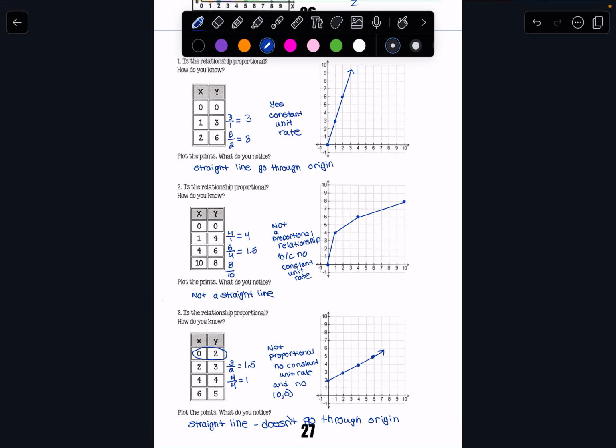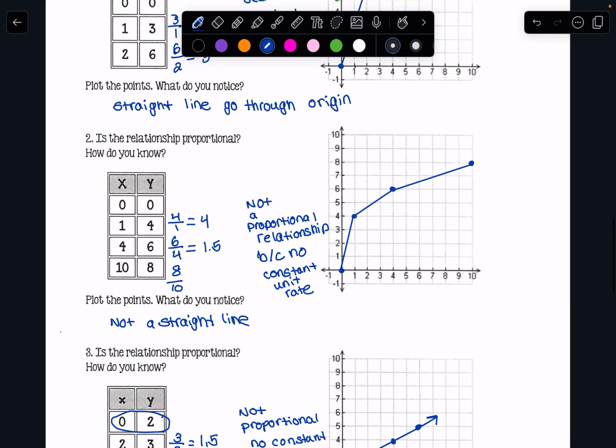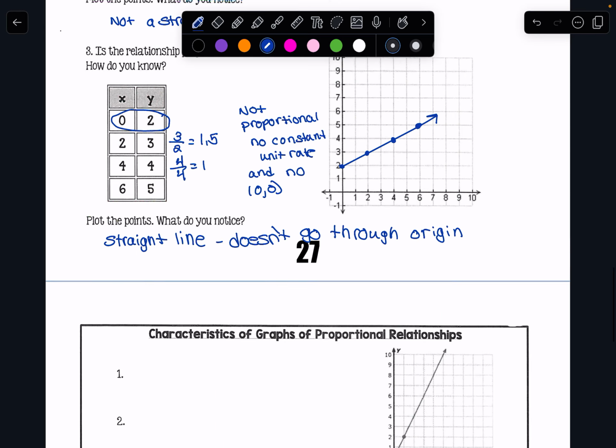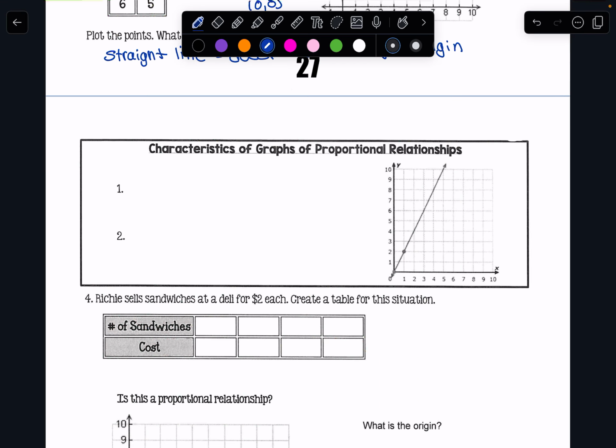So now if you look at our examples, only one of the 3 was a proportional relationship, and that was the first one. The first one was a proportional relationship, and the graph was both a straight line and went through the origin. If either of those 2 things are not true, like we see with the second one or the third one, it will not be a proportional relationship. So characteristics of a graph, it must be a straight line, and it must go through the origin. So whenever you look at a graph and it's asking you, is this proportional? You have to check for those 2 things.